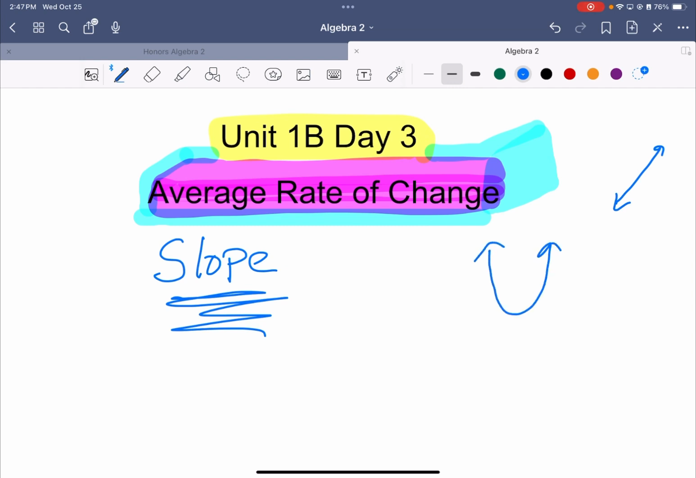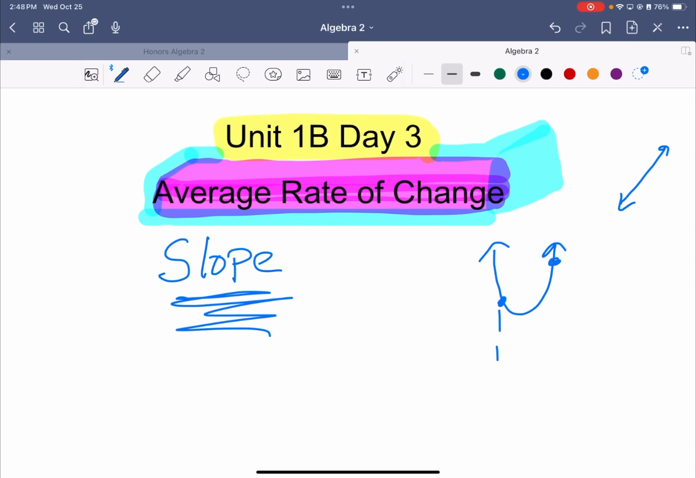So if we have a parabola and I want to talk about the average rate of change, we don't say the slope of a parabola, we say the average rate of change, because we're going to look at intervals. Say this is when x is equal to 1, and this is when x is equal to 4 or something. We want to find the slope of this line, which would be the average rate of change of that parabola.